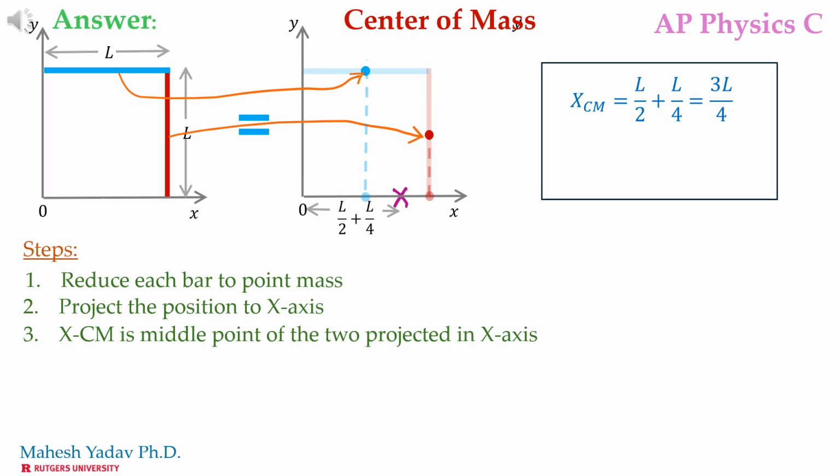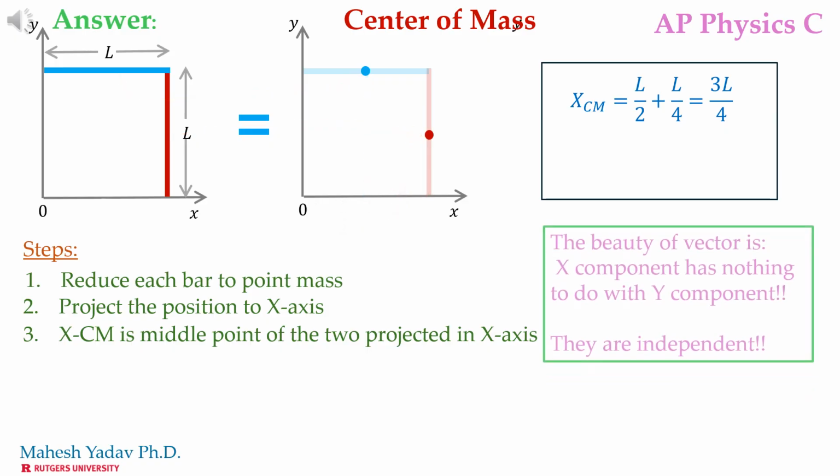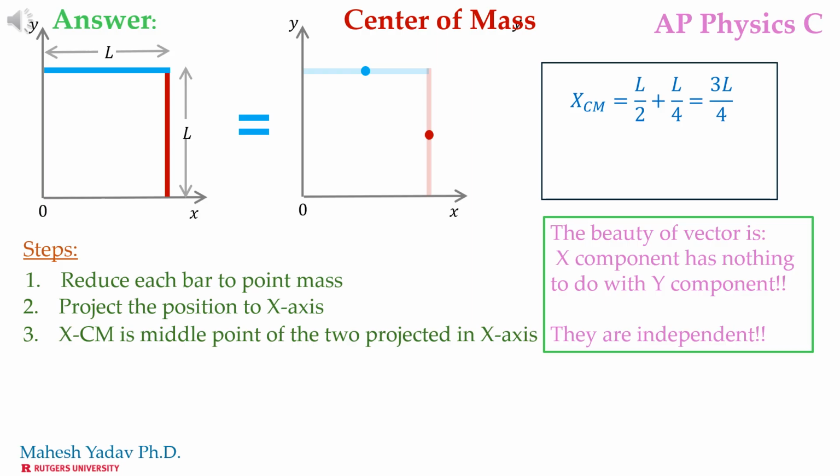We do the same for finding the y part of the center of mass. Let us get rid of the stuff for the x-axis. The good thing about vectors is that the x part of the center of mass has nothing to do with the y part of the center of mass. Let us come back to getting the y part of the center of mass.